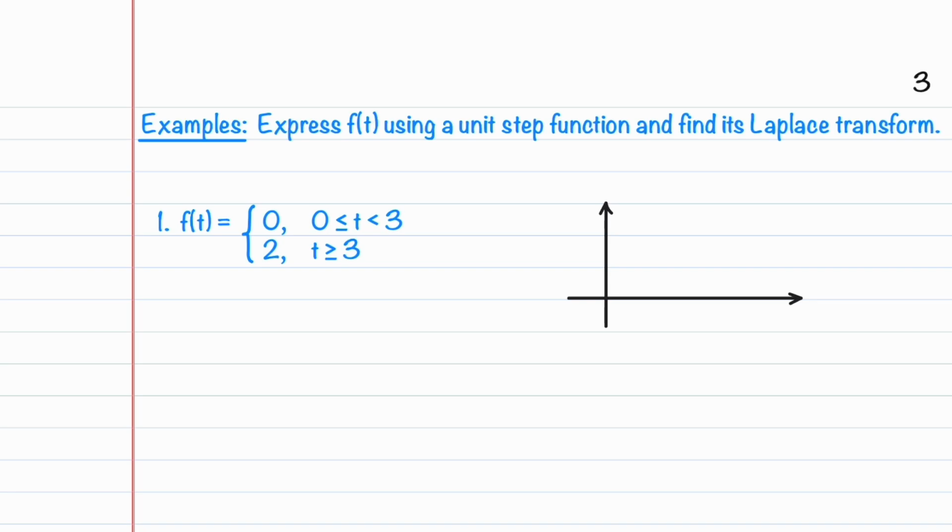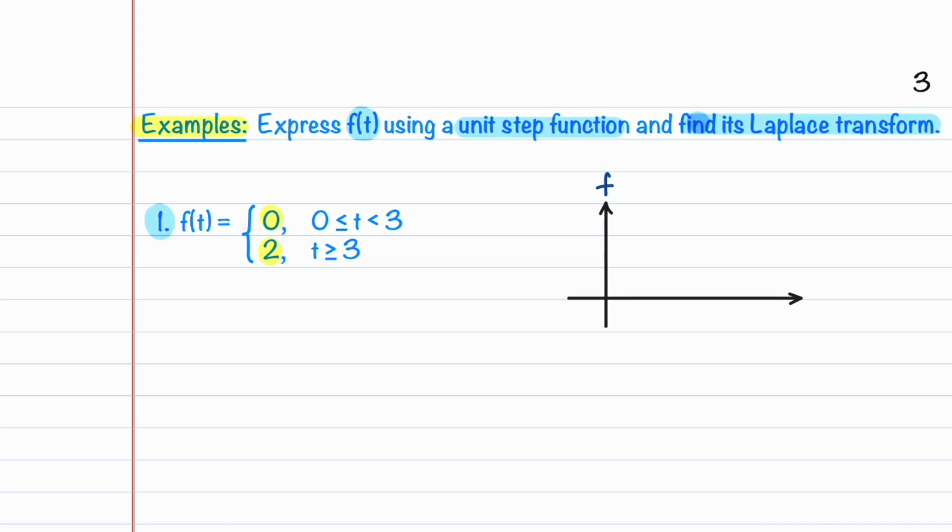We're going to work through two examples step by step where we're going to write a function using a unit step function, and then we'll find its Laplace transform. In our first example, f of t is equal to 0 when t is greater than or equal to 0 but less than 3, and then it's equal to 2 when t is greater than or equal to 3.